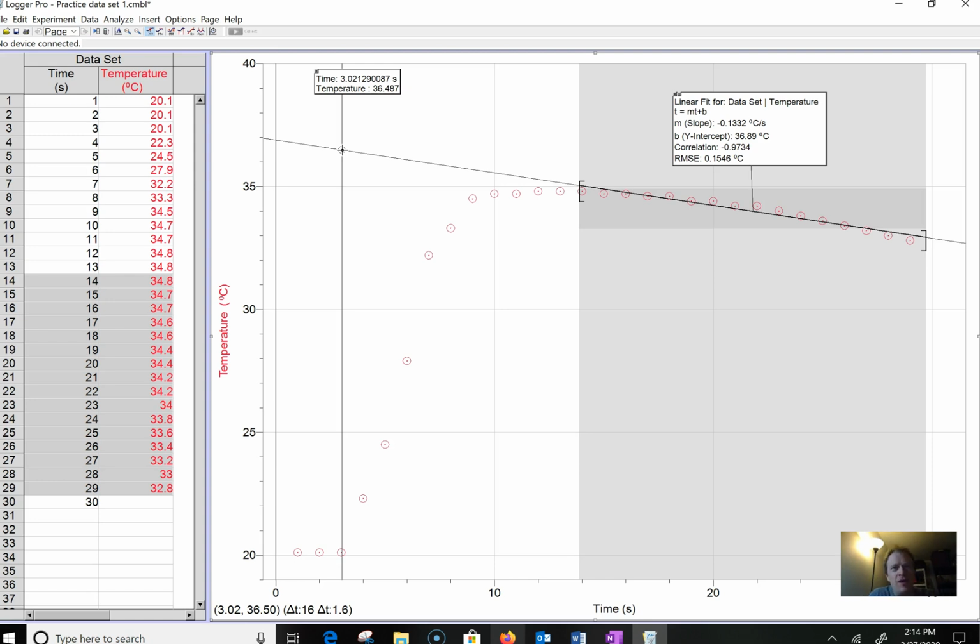So what this is telling me, using this graphical technique, is to predict that my final temperature was actually going to be 36.487 if there had been no heat loss. And so we're using this graphical technique as a way to help mitigate or eliminate the effects of heat loss, which are a significant problem in all energetic experiments.